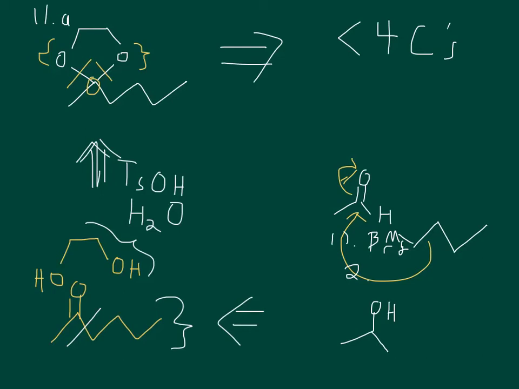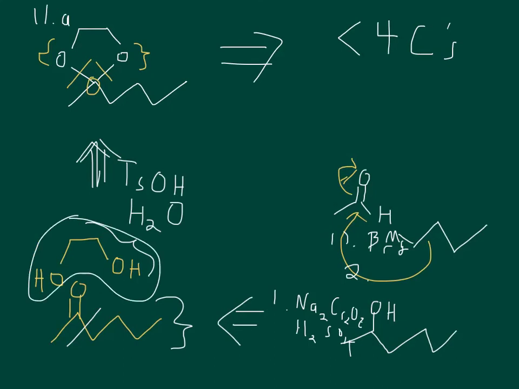So now we have 1, 2, 3, 4, 5, 6. We have our 6 carbon-membered species, but we still don't have the ketone. How do we get from this alcohol to the ketone? That would just be oxidation. So one thing I could do is just do maybe sodium dichromate and acid, and that would give my ketone. Which means from there, I could add this diol as part of the reagents, and that would get us to where we want to go.